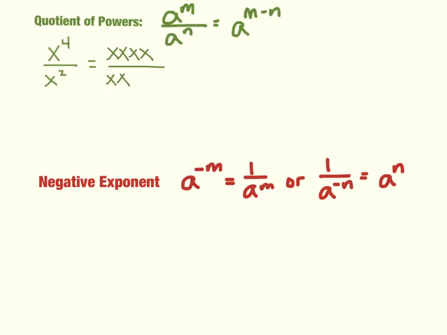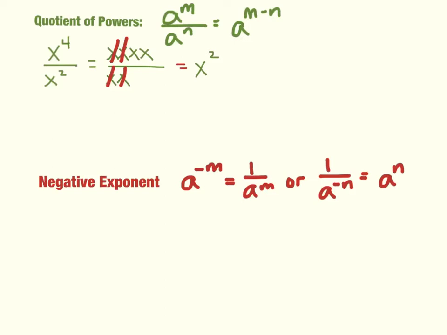If you have something in the numerator and it's in the denominator, they're all being multiplied, so they can cancel. So this x can cancel this x. This x can cancel this x. And what am I left with? x times x, which is x squared. The other way I could have done that was x to the 4 minus 2, which is just x squared.